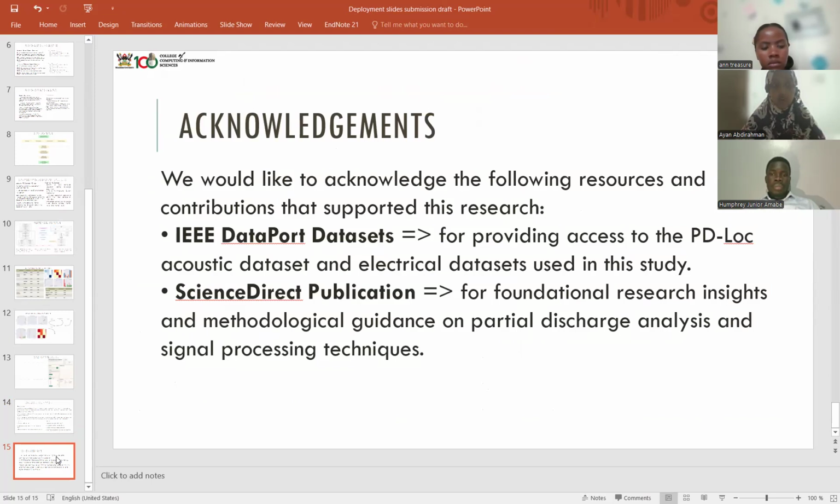Then finally, on our final slide, the acknowledgements: those are the IEEE datasets that we used, and the ScienceDirect publications that we mainly got from the IEEE to refer to for the further information that we needed.